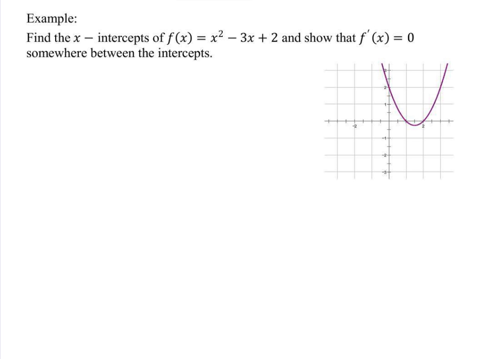For example, find the x-intercepts of that function and show that f prime of x is equal to 0 somewhere between the intercepts. So we can do that using Rolle's theorem. We can also do it algebraically because this is a very easy function to do. Let's use Rolle's theorem though, first, at least. So find the x-intercepts. How do I find the x-intercepts aside from staring at the graph and pretending that I know if that goes through 1 and 2?